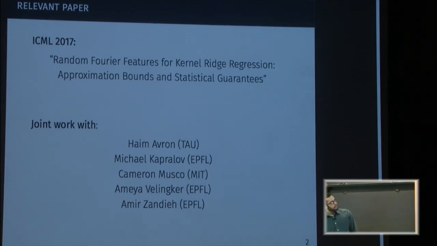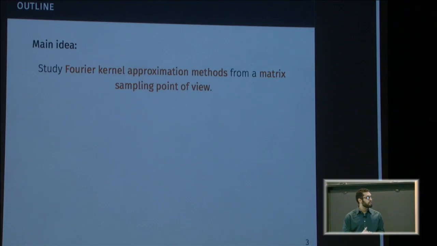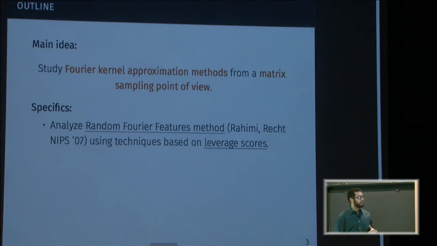What we're going to talk about is studying this class of Fourier methods for approximating kernel matrices from a matrix sampling point of view. Specifically, we're looking at methods proposed in the Random Fourier Features paper by Rahimi and Recht from NIPS 2007. That was the paper that this year at NIPS got a Test of Time Best Paper Award, and I guess the talk was about that. So we're going to study that paper.